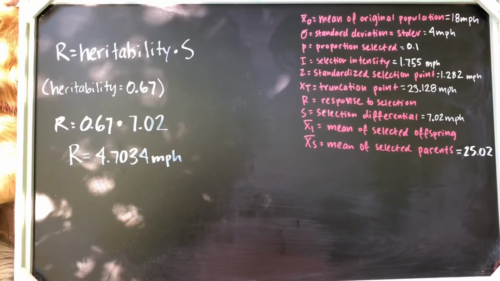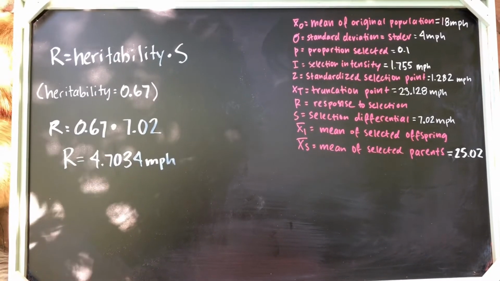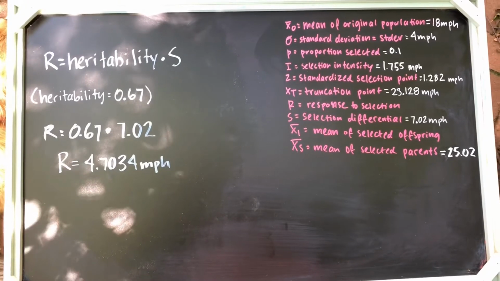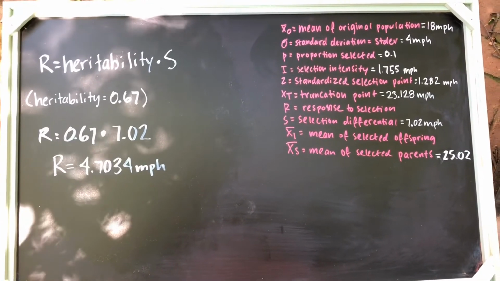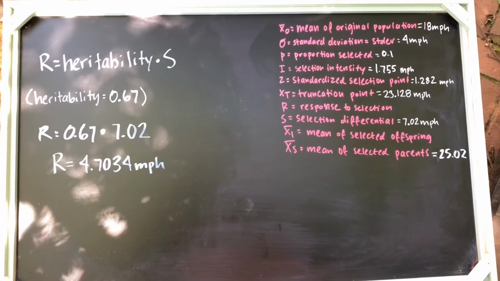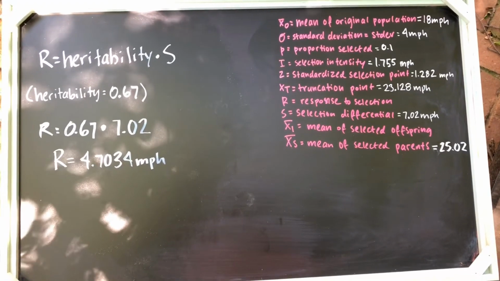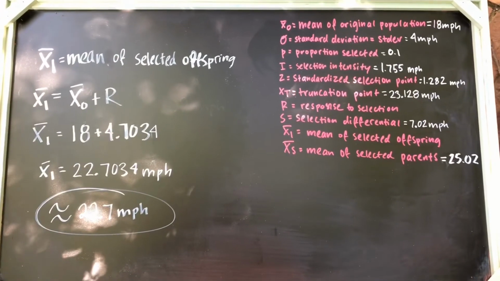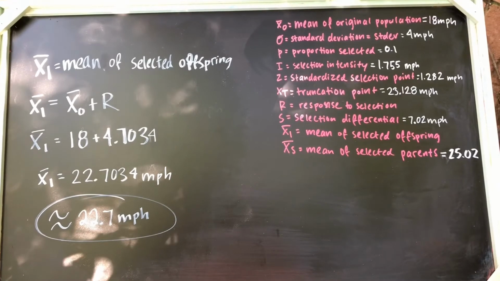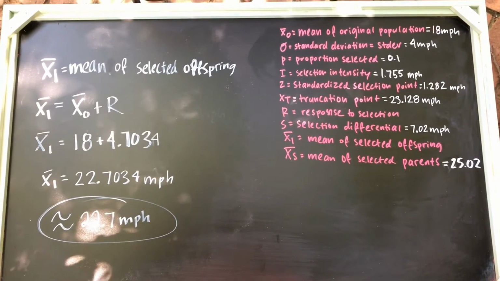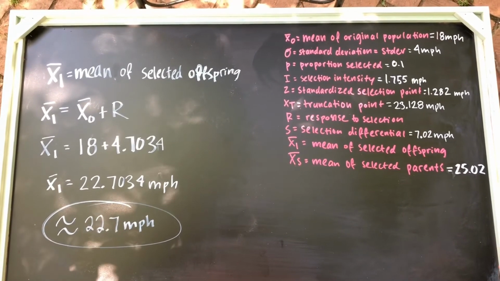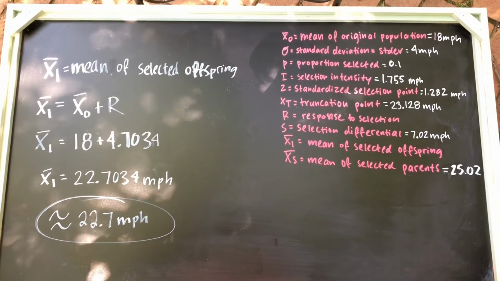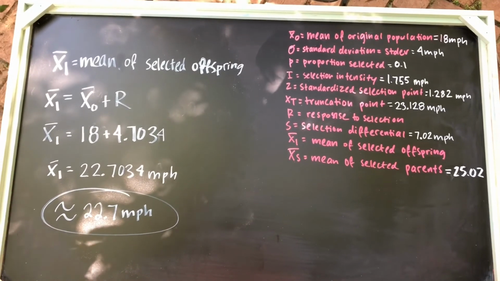To find my response to selection, or how many miles per hour are gained from this breeding, I multiply my heritability by my selection differential. And remember, our heritability is 0.67. That gives us 4.7 miles per hour. To find the mean of my offspring, or the average speed of my new German Shepherd puppies, I just add the old average speed to the response to selection. That gives me around 22.7 miles per hour.